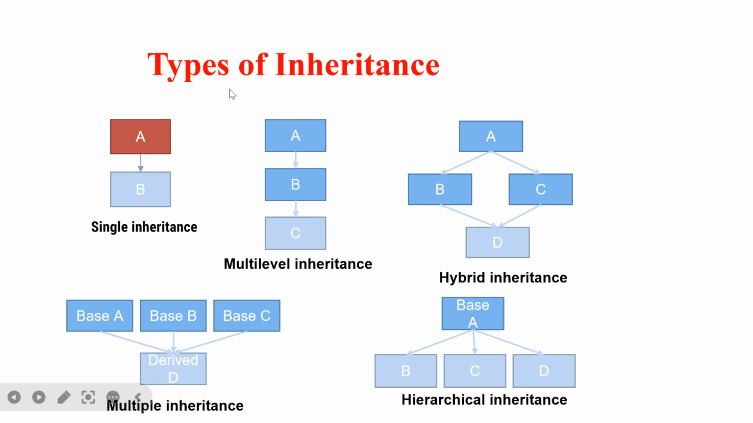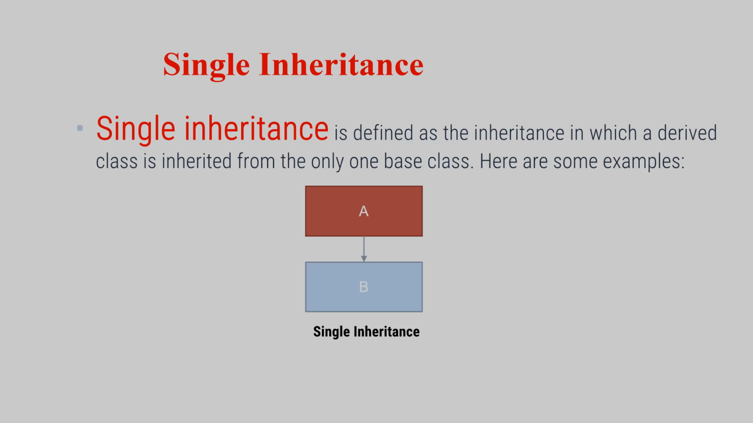So now we can see the types of inheritance. We have five types: single inheritance, multi-level inheritance, hybrid inheritance, multiple inheritance, and hierarchical inheritance. So now we are going to discuss single inheritance.